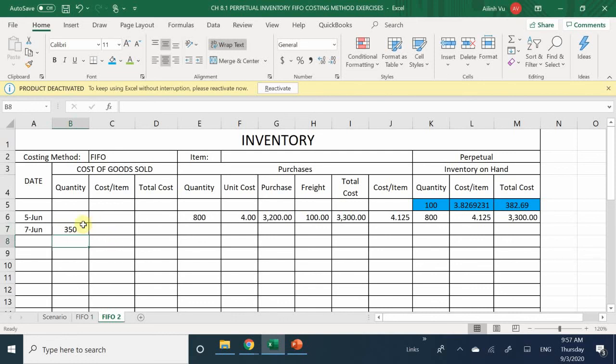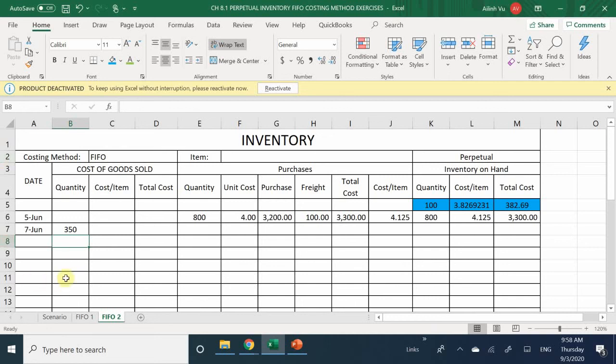And then the cost. 3.8269231. Where are you getting this number from? Cost per item. Say that again. 1.82. Okay, good. I see there were the 1.82. Okay, good. The cost per item, would it be the 3.8269231? That would be under, instead of putting the 350.